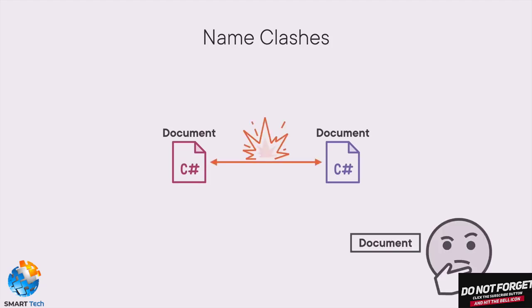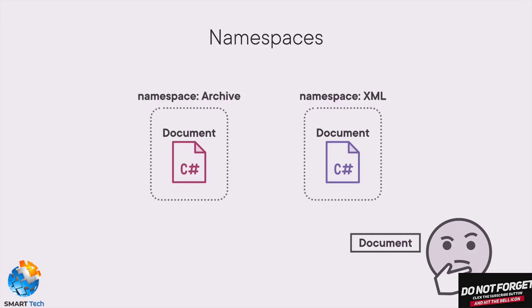When you say document, C# doesn't know which of the two classes you're talking about. That's what namespaces are for. If two classes belong to different namespaces, then they can have the same name, because you can reference them by their qualified names, as they're called. That is, the namespace dot the name of the class, and then you don't get a name clash.